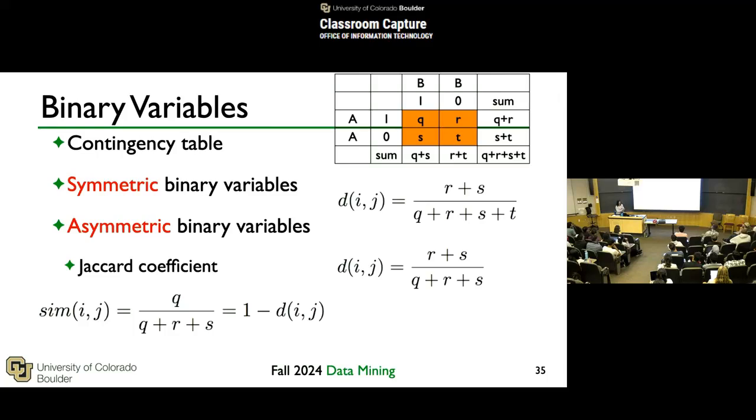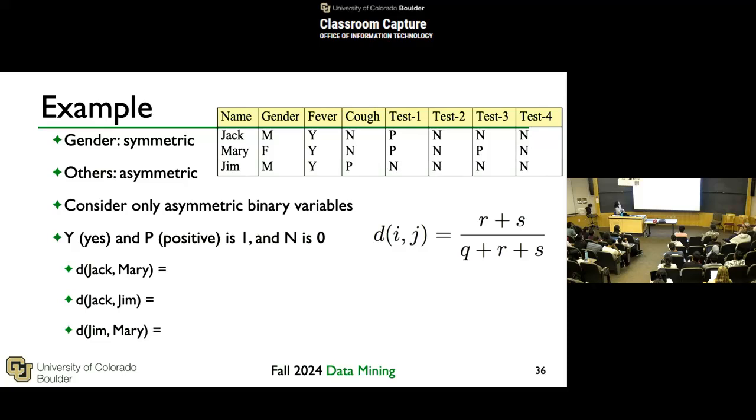We are out of time, we have 1 minute. I'll just give you this example and then we're done here. I have a few people with their gender information, whether they have fever or cough, and a few tests that are positive or negative. Gender is symmetric, but fever, cough, and the test results are all asymmetric, okay?